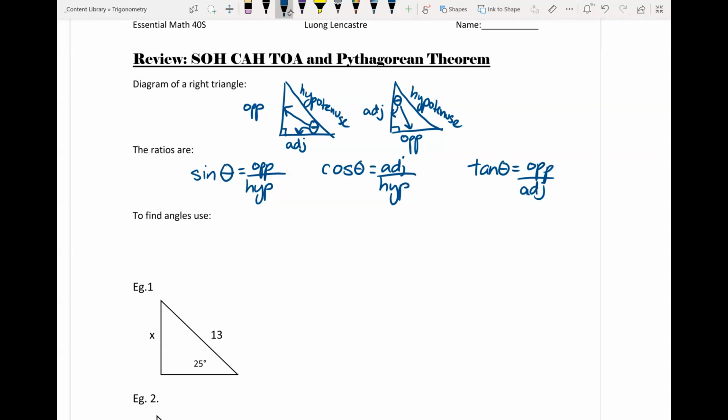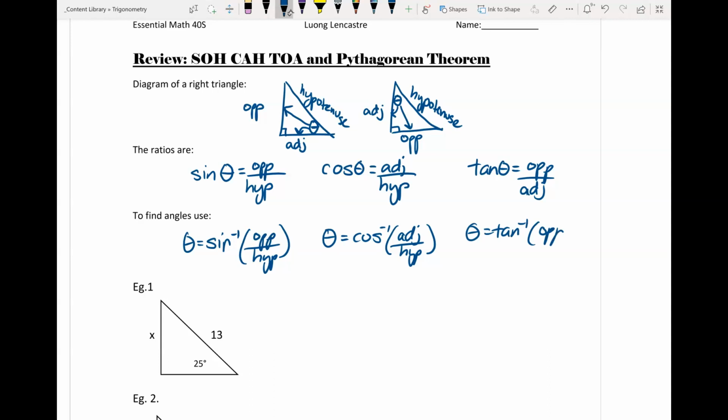We also know how to find angles by using the inverse function. So if I want to solve for an angle, I can use sine inverse of opposite over hypotenuse. I can also use cos inverse of adjacent over hypotenuse. And I can use tan inverse of opposite over adjacent. And to get your inverse functions on your calculator, you're going to have to press second function sine, second function cos, or second function tan.